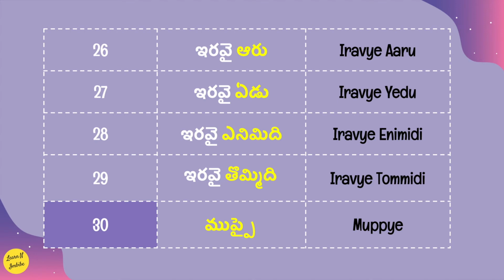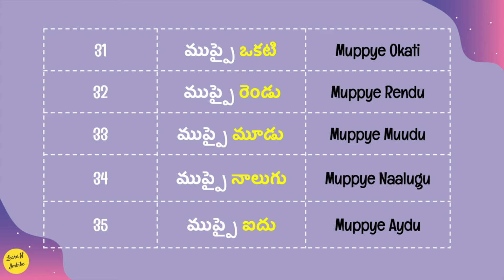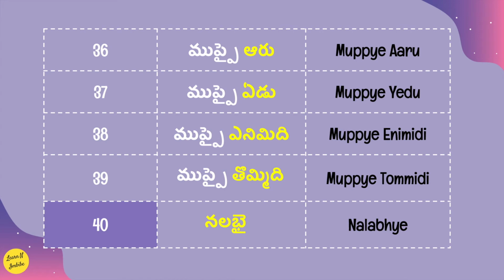Now this 30 will be carried to the next set of numbers, 31 to 39. 30 plus 1, 31, ముప్పై plus ఒకటి, ముప్పై ఒకటి, 32, ముప్పై రెండు, 33, ముప్పై మూడు, 34, ముప్పై నాలుగు, 35, ముప్పై ఐదు, 36, ముప్పై ఆరు, 37, ముప్పై ఏడు, 38, ముప్పై ఎనిమిది, 39, ముప్పై తొమ్మిది, 40, నలభై.